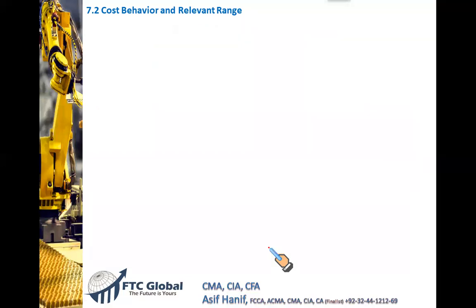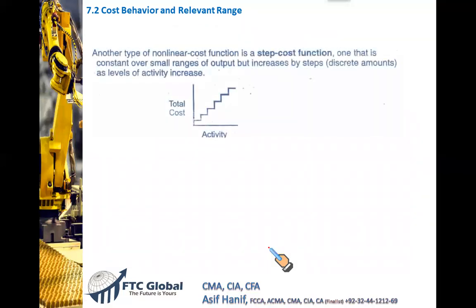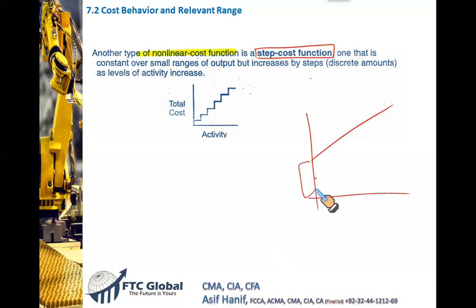Now, coming back to the answer to your question, we have another type of cost called the step cost function. This is interesting, and this should explain the idea of semi-variable or semi-fixed. Now, listen. What we have learned so far, this cost, which is partly fixed and partly variable, is called semi-variable. Right? That's what we have done so far.